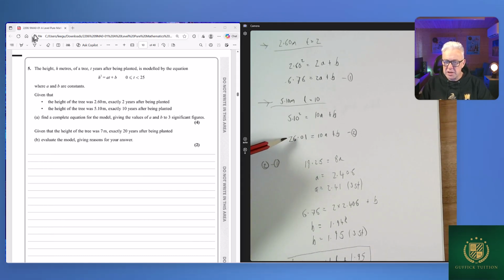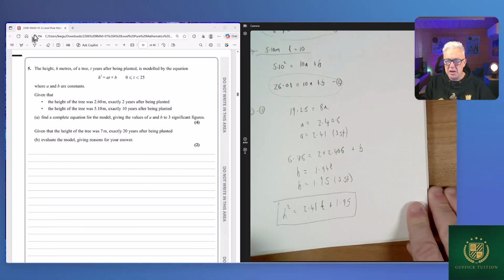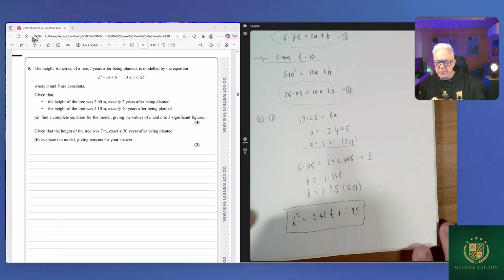There it is. So we've now got a pair of simultaneous equations, and it looks to me like we can just do equation 2, take away equation 1, which is going to eliminate the b straight away. So when we do equation 2 take away equation 1, that gives us 19.25 is equal to 8a. So therefore a is equal to 19.25 divided by 8, which is 2.406. So to 3 significant figures, a is 2.41.